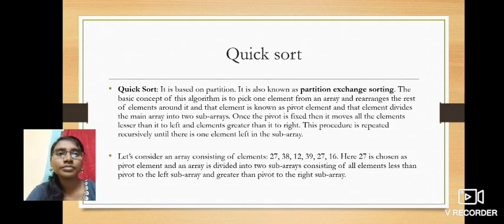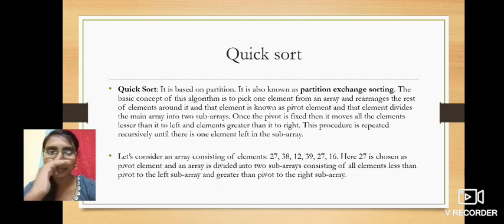Quick sort is based on partition. It is also known as partition exchange sorting. The basic concept of this algorithm is to pick one element from an array and rearrange the rest of the elements around it, and that element is known as the pivot element. The pivot divides the main array into subarrays. Once the pivot is fixed, it moves all the elements lesser than it to the left and the elements greater than it to the right. This procedure is repeated recursively until there is one element left in the subarray.